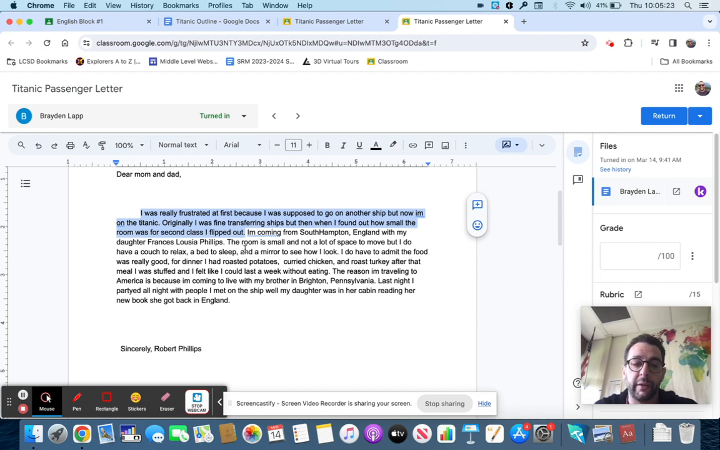The reason I'm traveling to America is because I'm coming to live with my brother in Brighton, Pennsylvania. Last night, I partied all night with people I met on the ship while my daughter was in her cabin reading her new book she got in England.